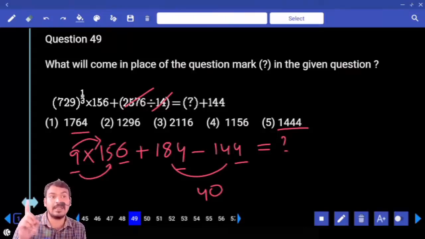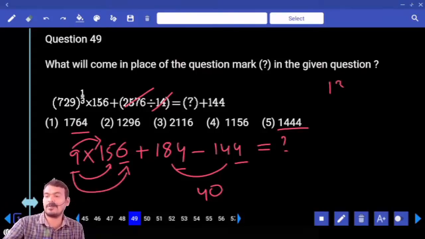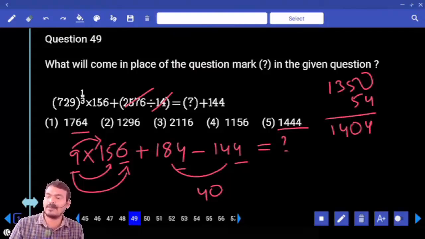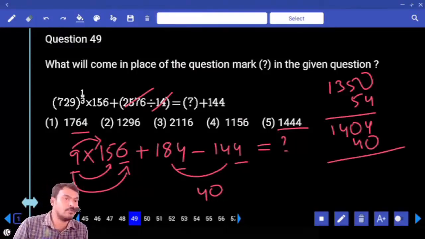Means 1350 or not? 9 6, 54. 1350 plus 54. Total it is 1404 or not? It is added to which one? 40. Then the total answer is 1444 or not? Which option? Fifth one.